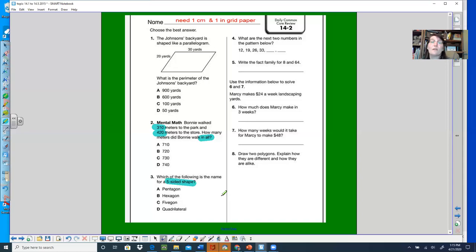Write a fact family for 8 and 64. You need a multiplication equation and you need a division equation. You need two equations for that one.